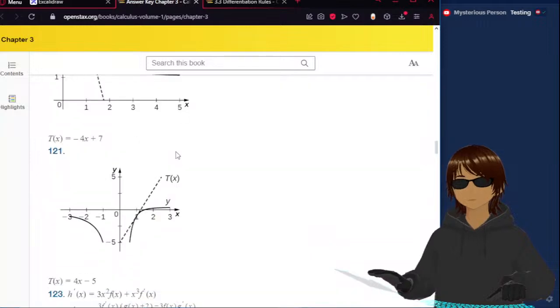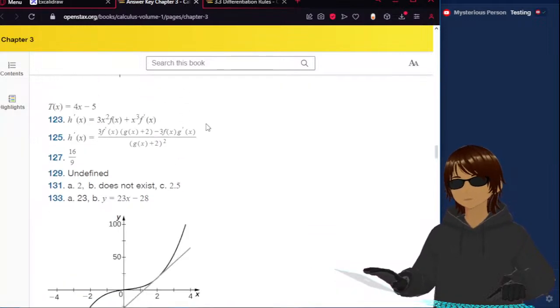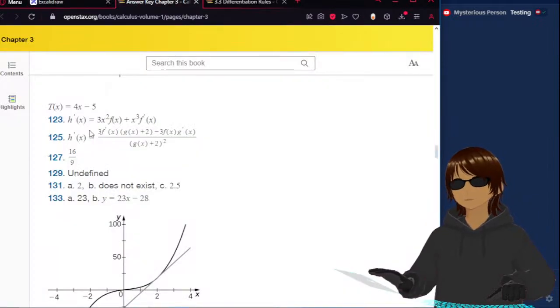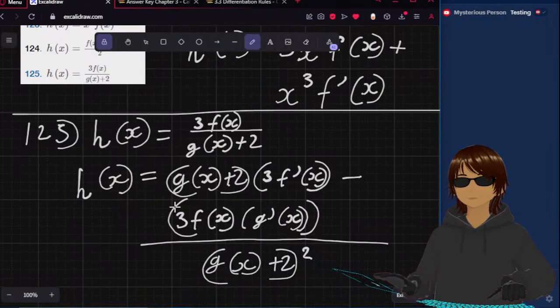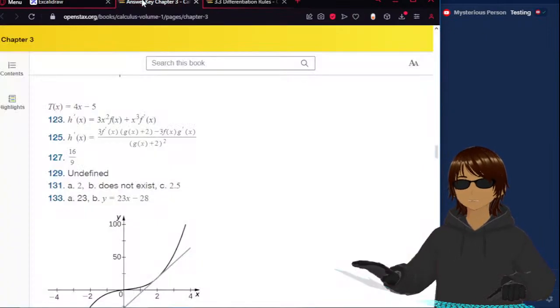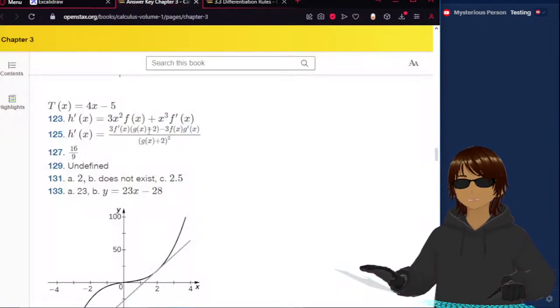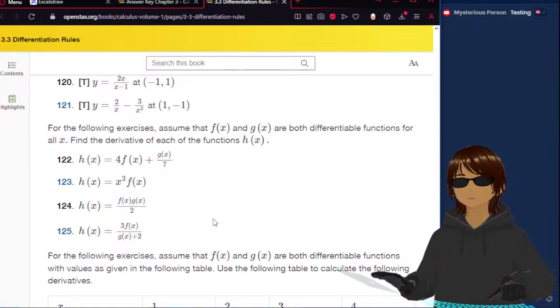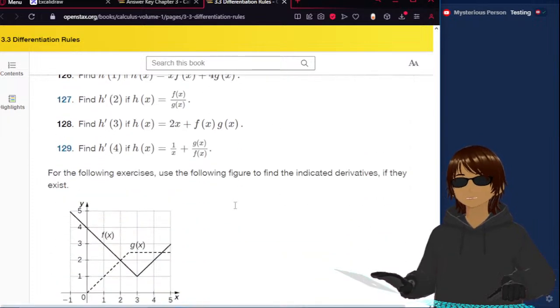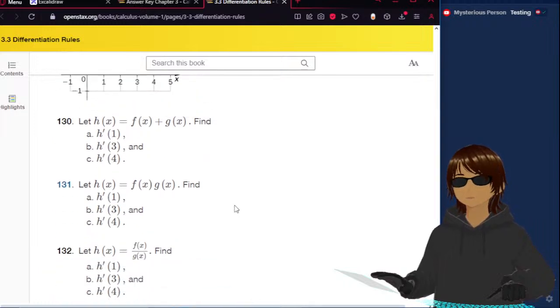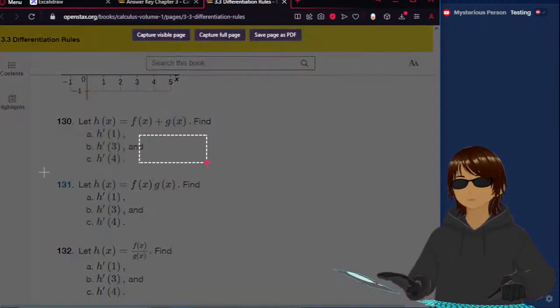Let's see if this is correct. Okay. Okay, the first one is correct. Okay, minus. Okay, all right. I think I'll do a few more and then go to the next chapter. What's this?